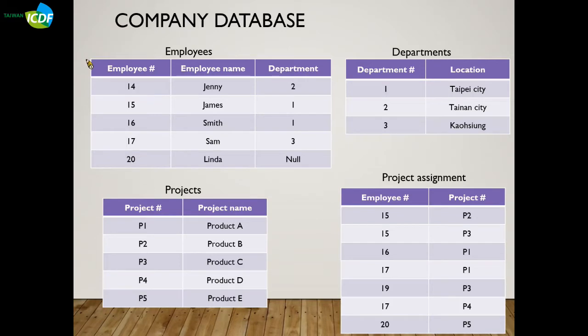So in the employee table, the primary key is employee number, and for the rest of the tables in this database, students can use this tip to find out primary keys for each table.